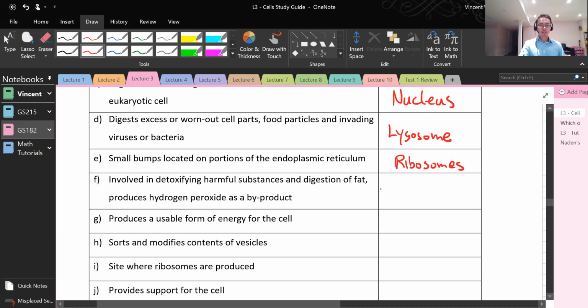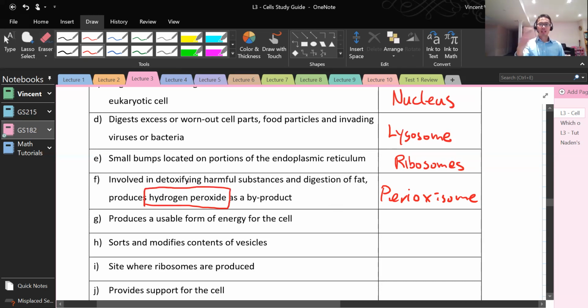Did I talk about this one in the lecture, peroxisome? Can someone confirm that? Yes. Okay. So this is peroxisome, and the key term here is produces hydrogen peroxide as a byproduct.